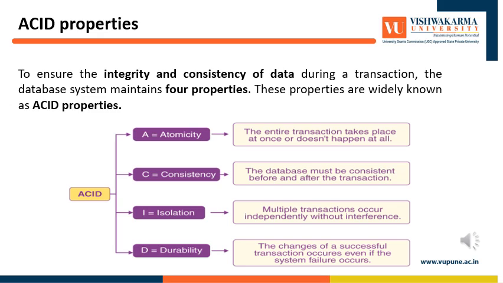A is for Atomicity: the entire transaction takes place at once or doesn't happen at all. C is equal to Consistency: the database must be consistent before and after the transaction. I is equal to Isolation: multiple transactions occur independently without interference. D is for Durability: the changes of a successful transaction persist even if a system failure occurs.